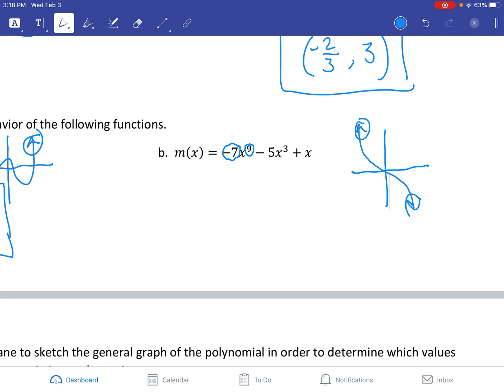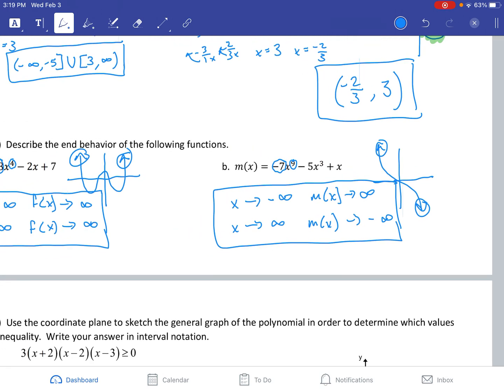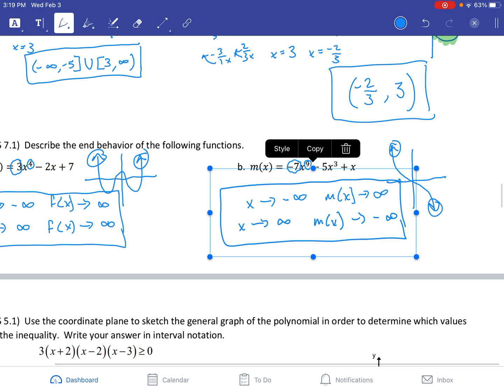Okay. Again, we want to know where this part of the graph is going and where the bottom part is going. So as x is approaching negative infinity, as it moves to the left, what is the graph doing? It is going up. So m of x is approaching positive infinity. As the graph goes to the right, towards positive infinity, what is the graph doing? It's going down towards negative infinity. And there is your end behavior for part B.